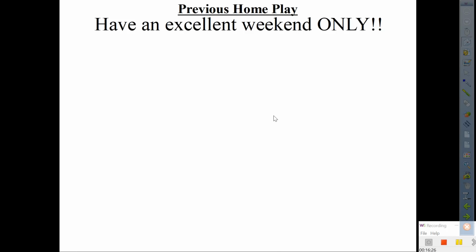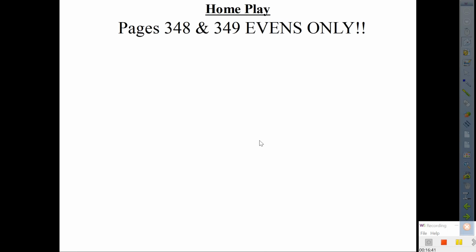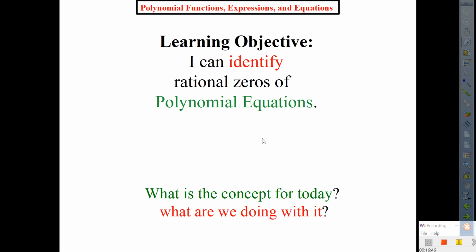All right, so last weekend, no home plate. Hopefully all of you got caught up with all your work, yes? All right, good. Let's go. And our home plate for tonight, 348, 349, evens only. Y'all ready? All right, here we go. You need a Cornell note. You do need a fair model for today. We're moving on to a new concept.